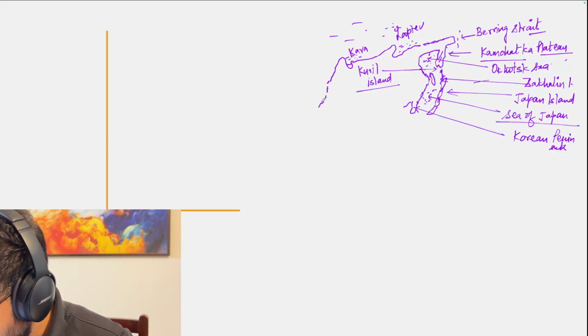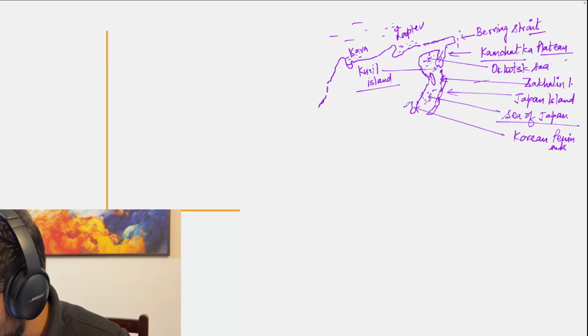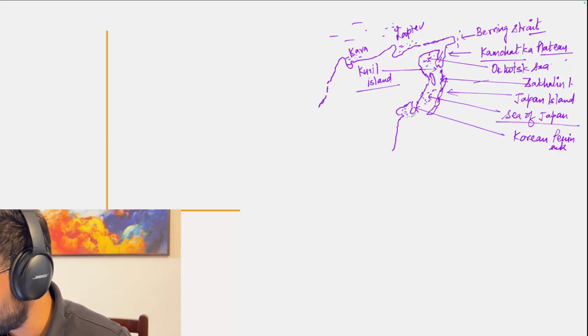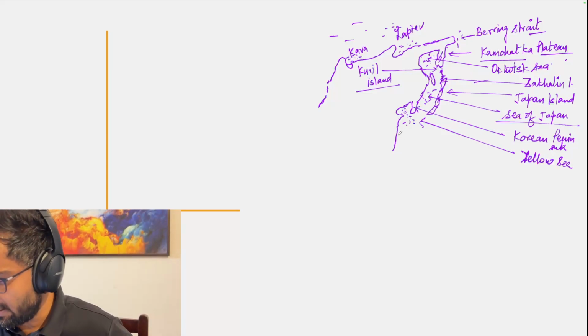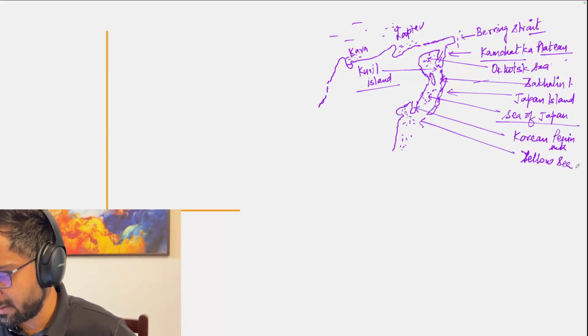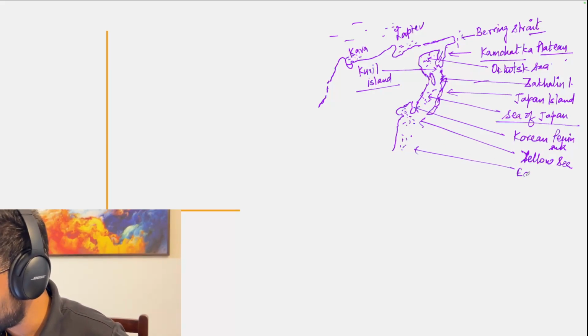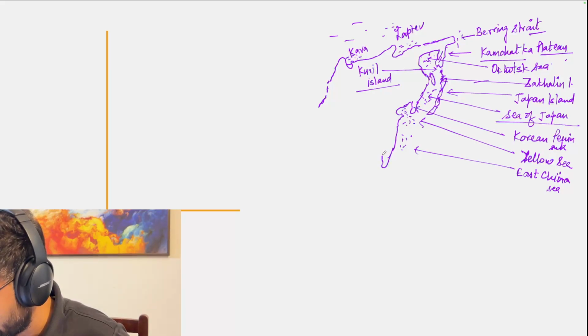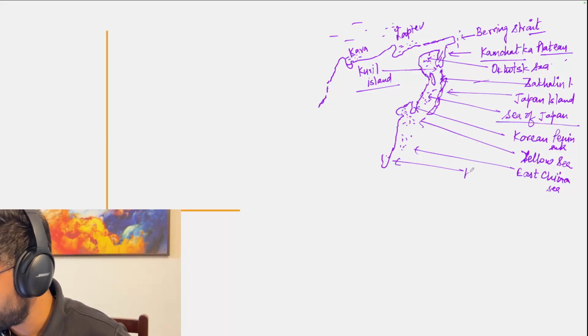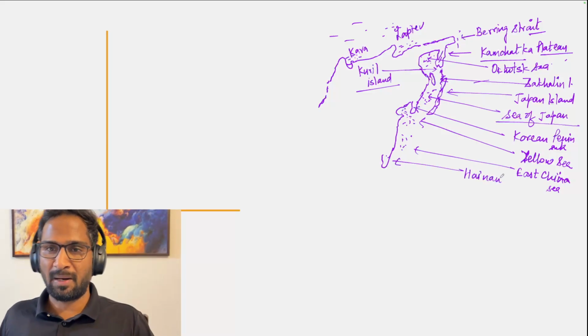And then over here you'll find again a small sea, this part, and this is the part of East China. So this small sea is called Yellow Sea. And then this part south of Yellow Sea you'll come across East China Sea. East China Sea. And then moving further southward you'll realize that over here is the protruding of Hainan. Hainan is part of China only.